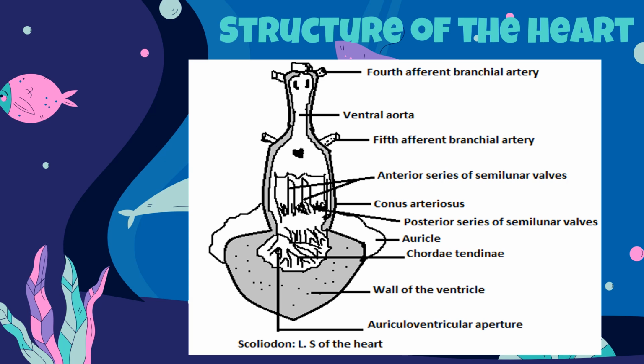The auricle is a large, triangular and thin-walled chamber situated dorsal to the ventricle but in front of the sinus venosus. The auricle communicates with the ventricle through a slit-like auriculo-ventricular aperture guarded by two lipped valves. The receiving chambers, that is the sinus venosus and auricle, receive the venous blood from all parts of the body.